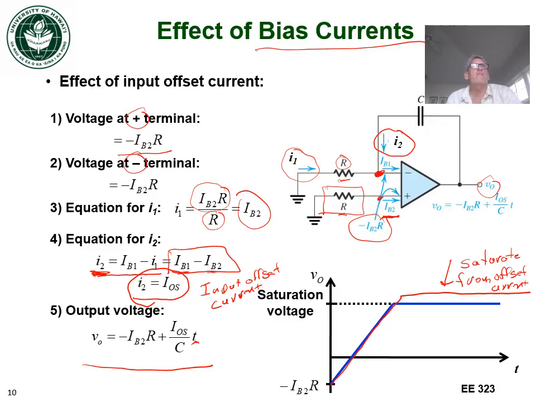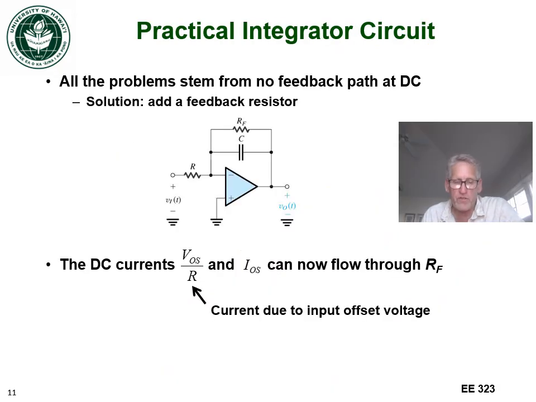So both situations with bias currents, input offset currents, and input offset voltages, they all create this saturation effect in the integrator. So obviously this is not a good situation, and so the solution that's typically used is to add a resistor RF, now a feedback resistor, in parallel with C. And basically this provides a DC path, so we don't constantly integrate charge onto that capacitor and create this saturation condition.